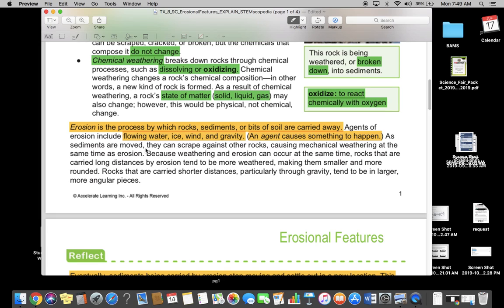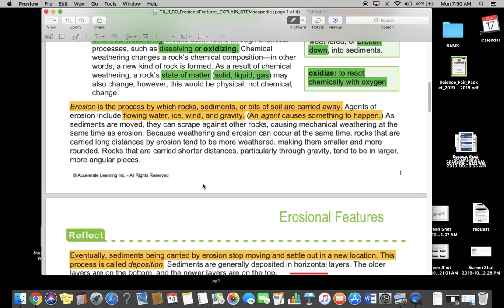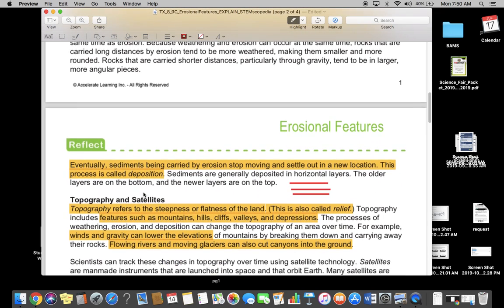As sediments are moved, they can scrape against other rocks, causing mechanical weathering at the same time as erosion. Because weathering and erosion can occur at the same time, rocks that are carried long distances by erosion tend to be more weathered, making them smaller and more rounded. Rocks that are carried shorter distances, particularly through gravity, tend to be larger, more angular pieces.